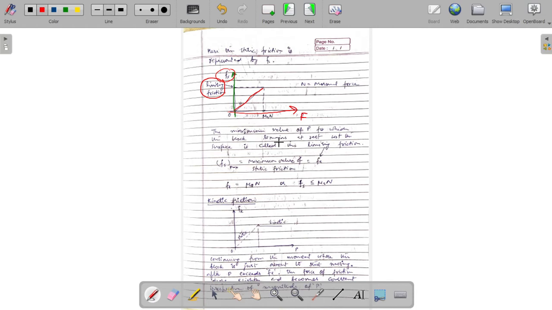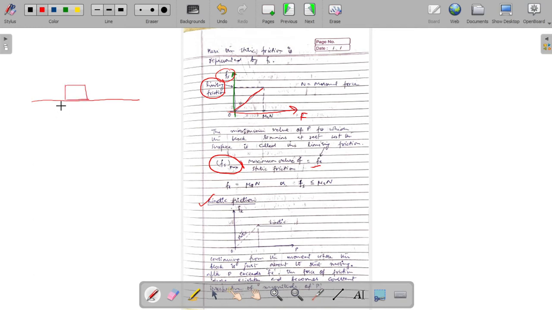The maximum value of the applied force to which the block remains at rest with respect to the surface is called limiting friction. So this is what we learned in last class, that the maximum value of the static friction is called limiting friction. Today we are beginning with the idea of kinetic friction. What would happen if we go beyond limiting friction? The idea is that a motion would start happening.